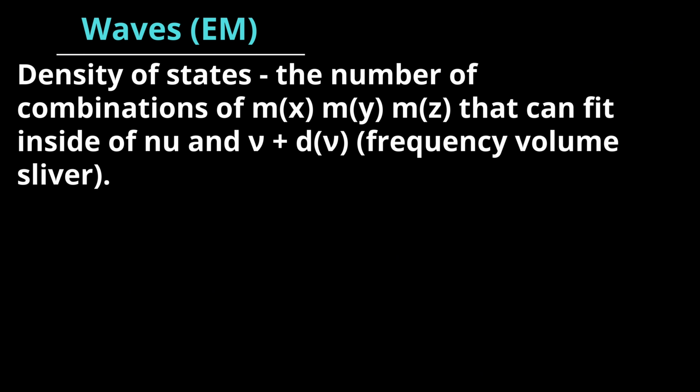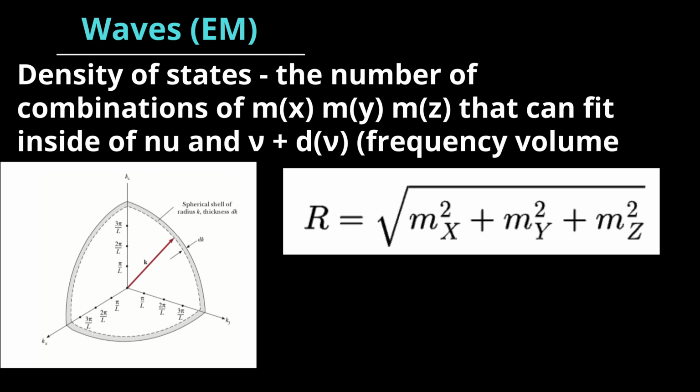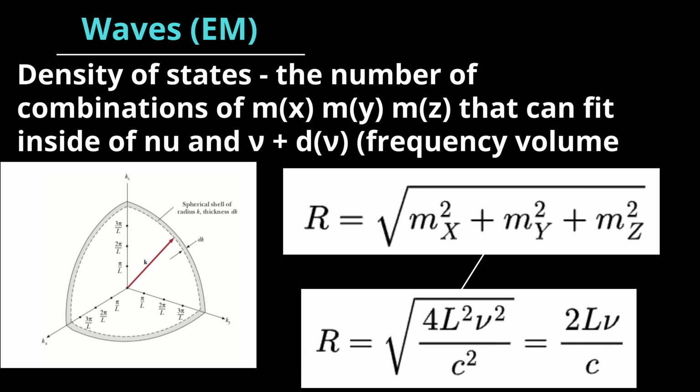It turns out that the easiest way to do this is to imagine a sphere of radius r, and then find the volume of states from r to dr. We can set the radius equal to the Pythagorean sum of the mode numbers, and then get an expression for the radius with respect to the frequency and length. In differential form, we can now find the volume and get an expression for the density of states, d mu.